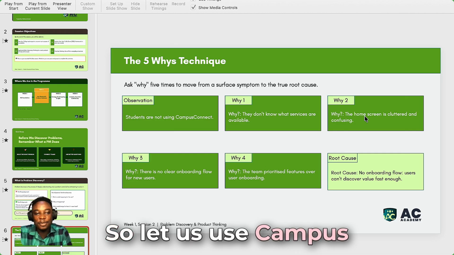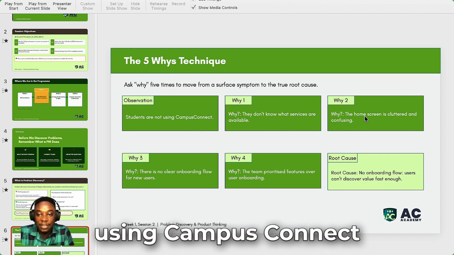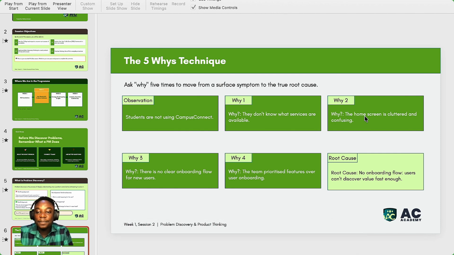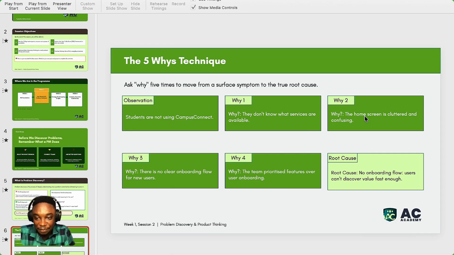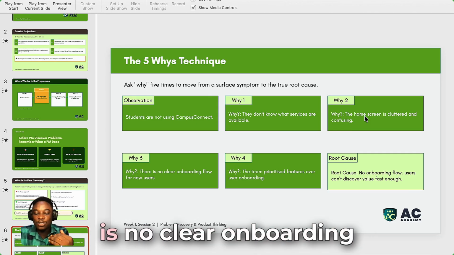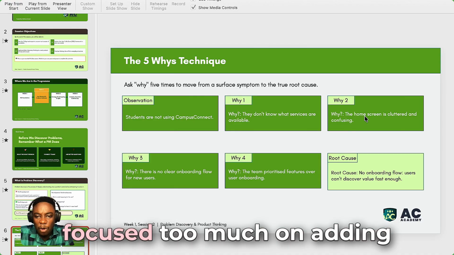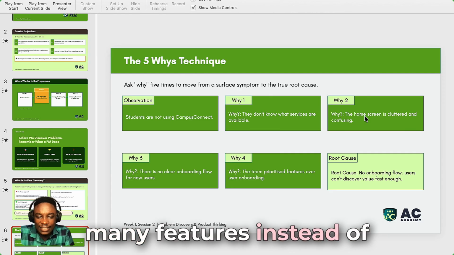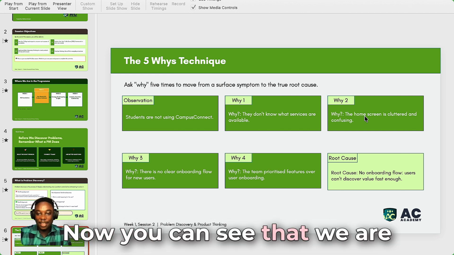Yes. So let us use Campus Connect as an example. The observation is students are not using Campus Connect, and we want to know why. Yeah. So first question is why? Maybe they do not know what services are available. Second why is maybe the home screen is cluttered and confusing. Yes. Third why is maybe there is no clear onboarding flow for new users. And fourth why is maybe the team focused too much on adding many features instead of helping new users actually understand the product.